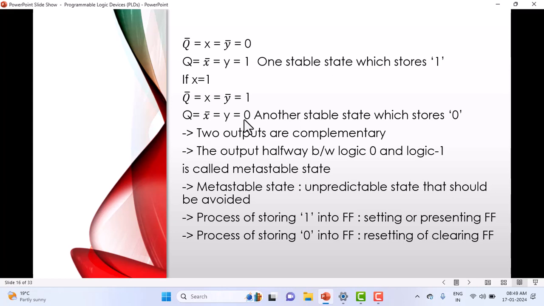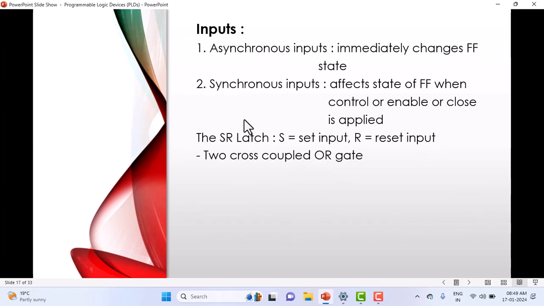Q is equal to 1 is called the set state. Q is equal to 0 is called the reset state. That thing you must be familiar with. Okay. And asynchronous inputs. So far what we have seen is the basic element without input.